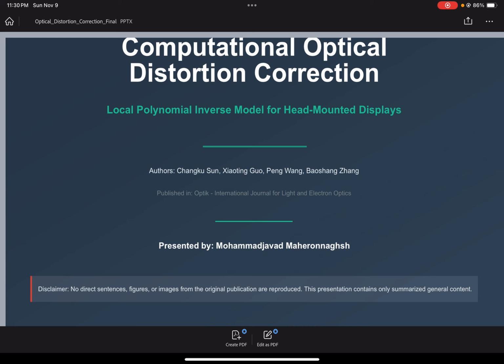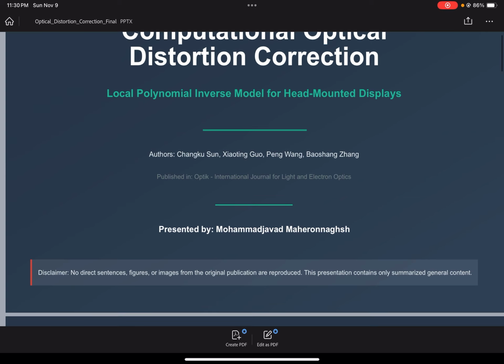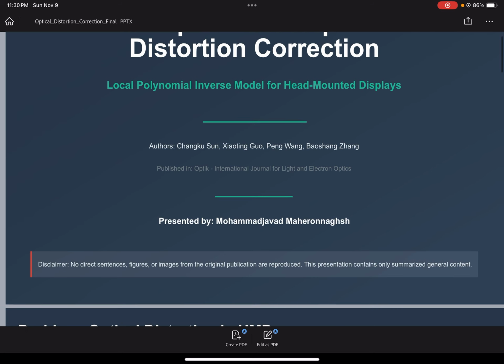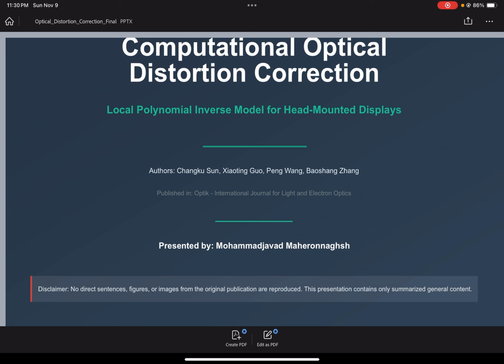So this presentation focuses on how we can correct complex distortion patterns that occur in augmented reality head-mounted displays using an inverse mathematical model. Here we have HMD, head-mounted displays. It's a wearable device with small displays positioned in front of the user's eyes, used in VR or AR applications, I mean virtual reality or augmented reality applications.